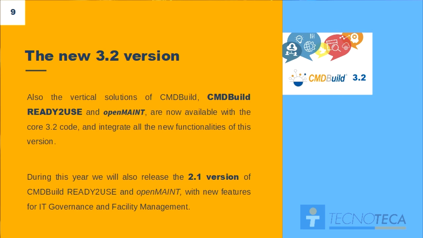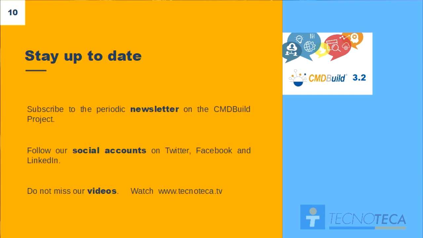Let me also give you another piece of information about this. The 3.3 version will be released in the coming fall, so fall 2020. And we're even working on the mobile app, which also will be ready by the end of this year, probably around December 2020. Also, don't forget that CMDBuild ready to use and openMAINT will also come with a 2.1 version, and this is going to happen during this year. And of course, they will include the new features for IT governance and facility management, while, as I just said, they already have the 3.2 core of CMDBuild.